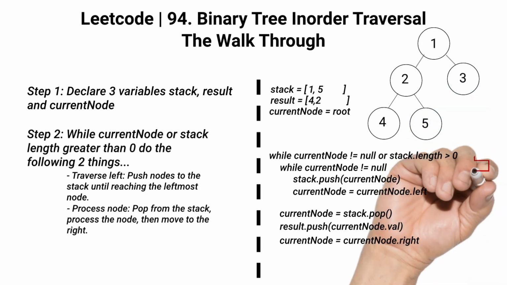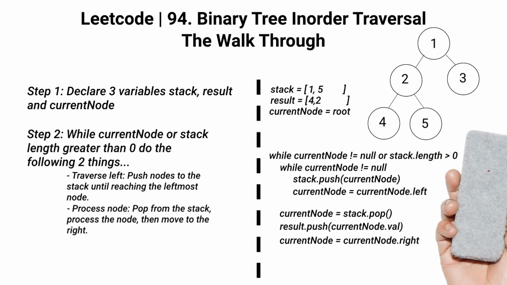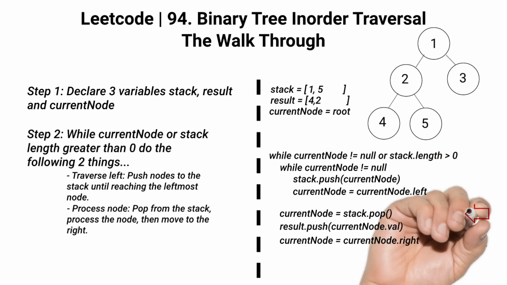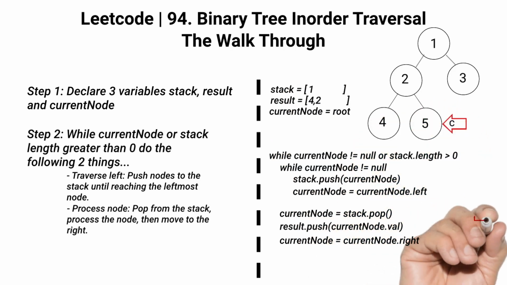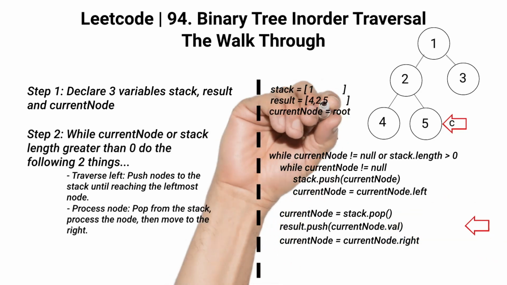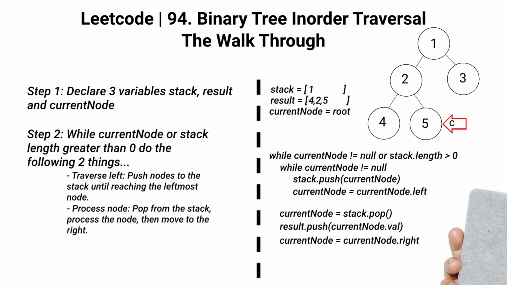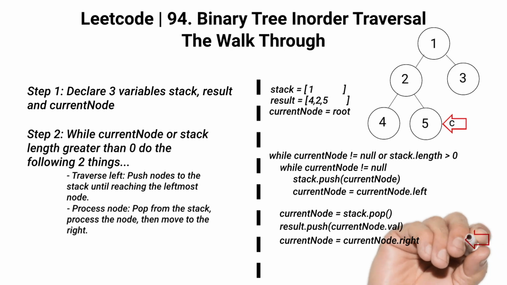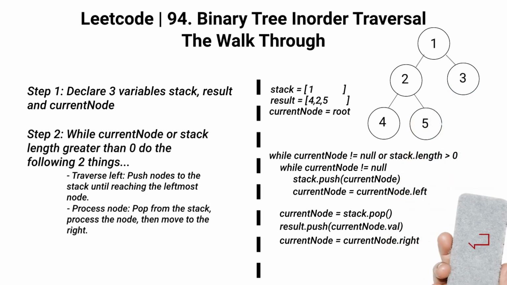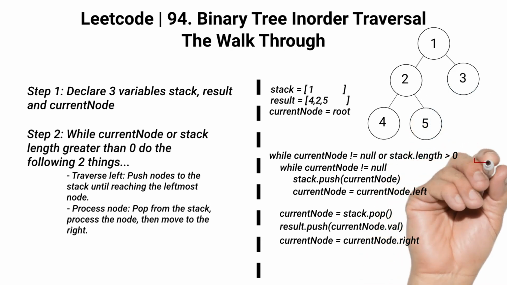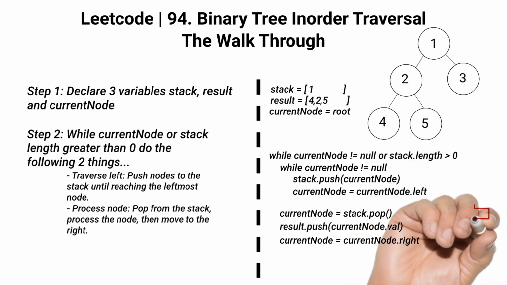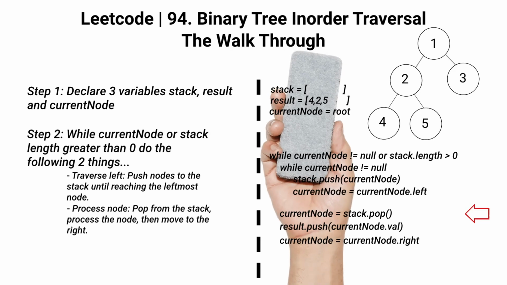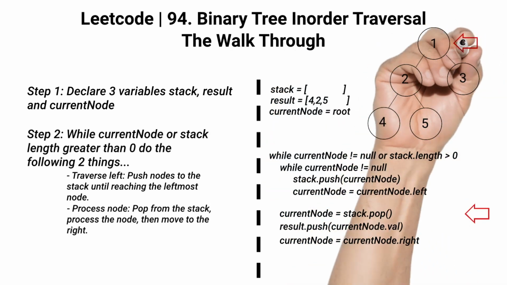So we ignore what's in the while loop because it is equal to null, and then we set the current node equal to stack pop, which is the 5. We then push the 5 to the result. We update the current node equal to the right side of the node 5, which we can see is null. So we skip the code in the while loop, and we set current node equal to the 1 that we've just popped off the stack.